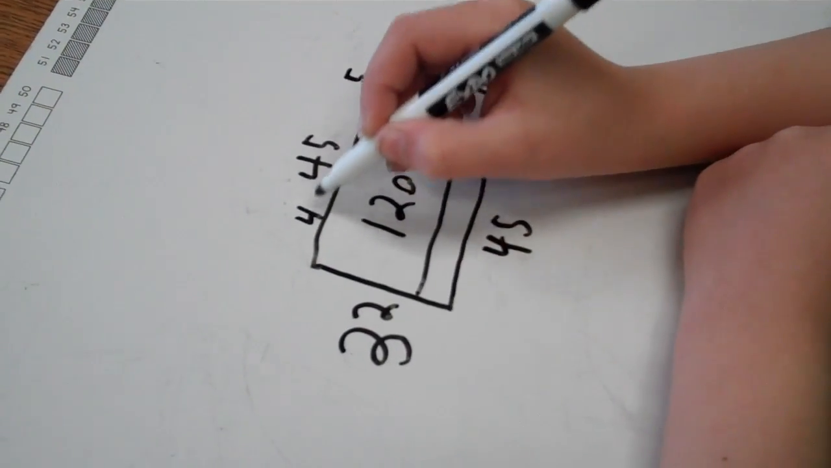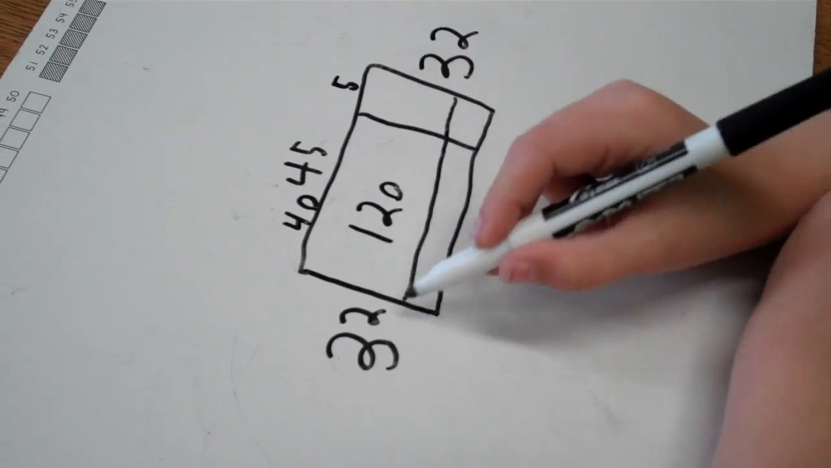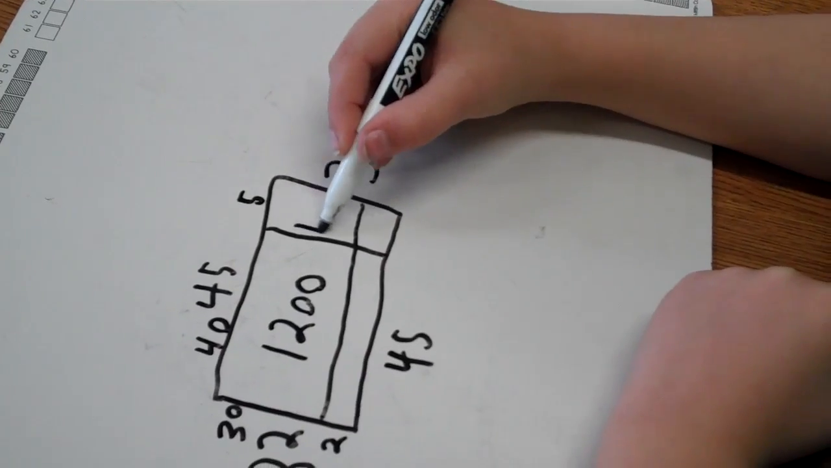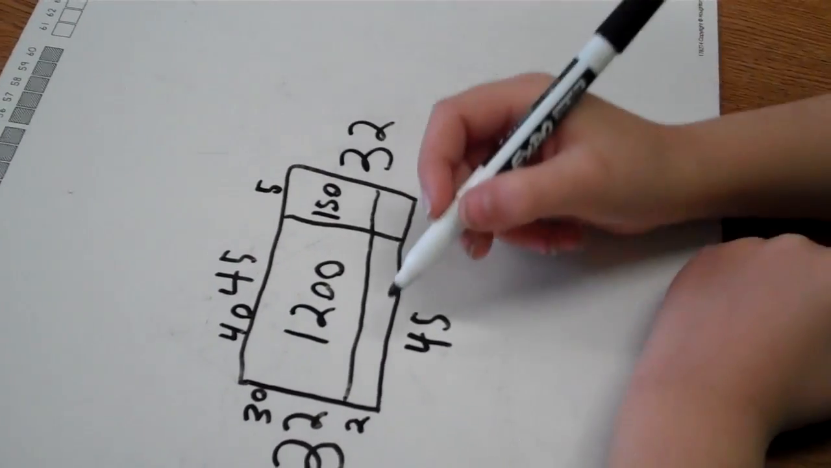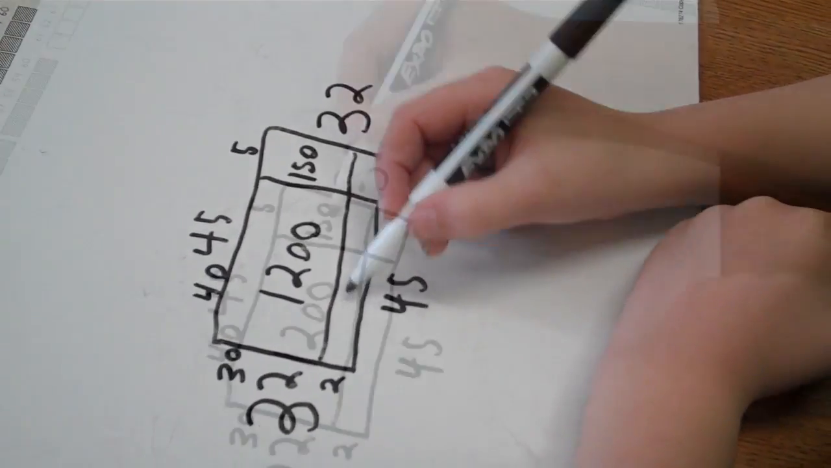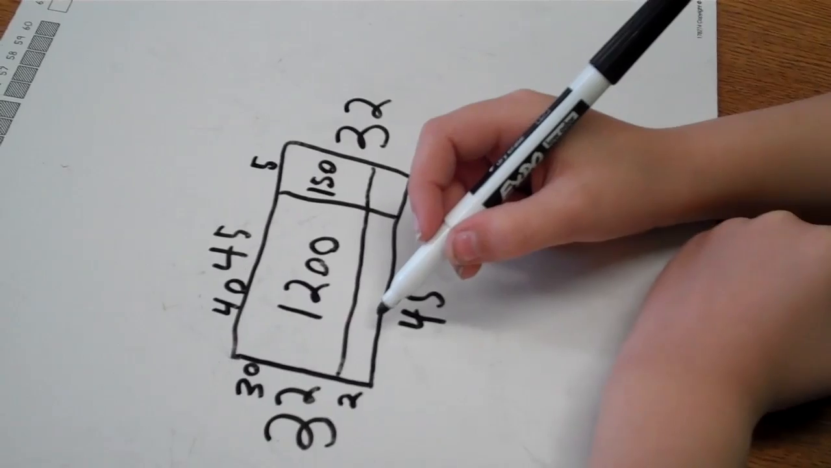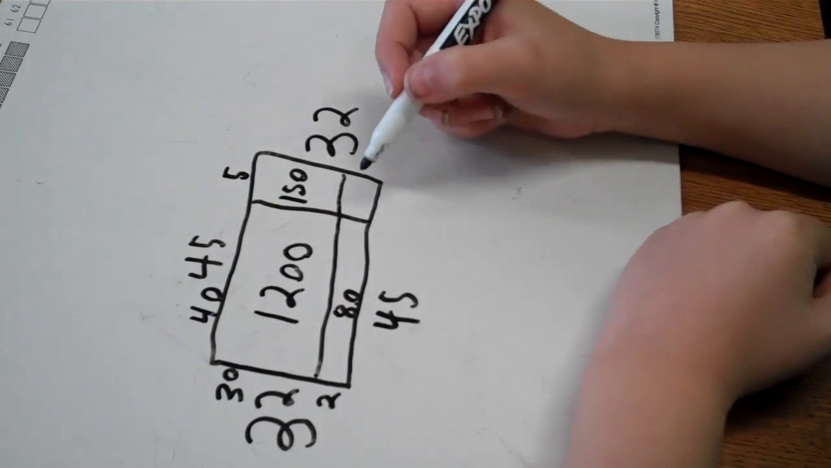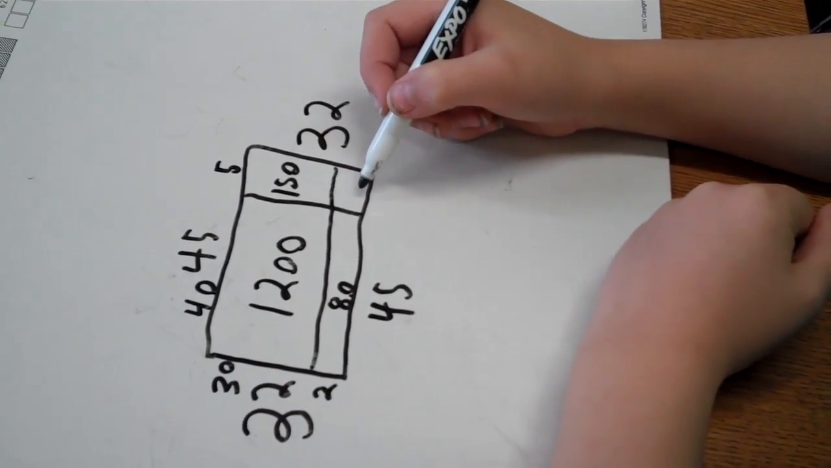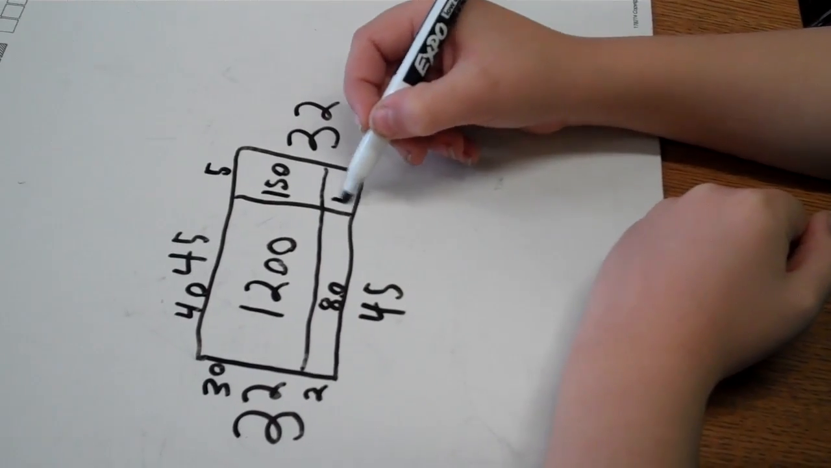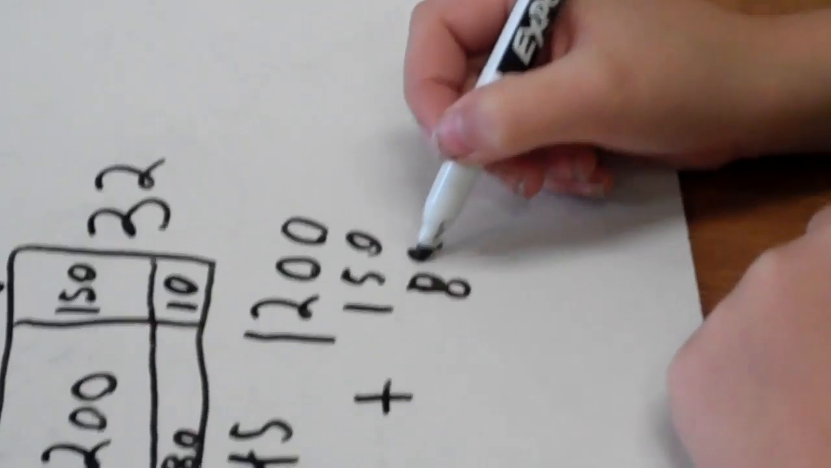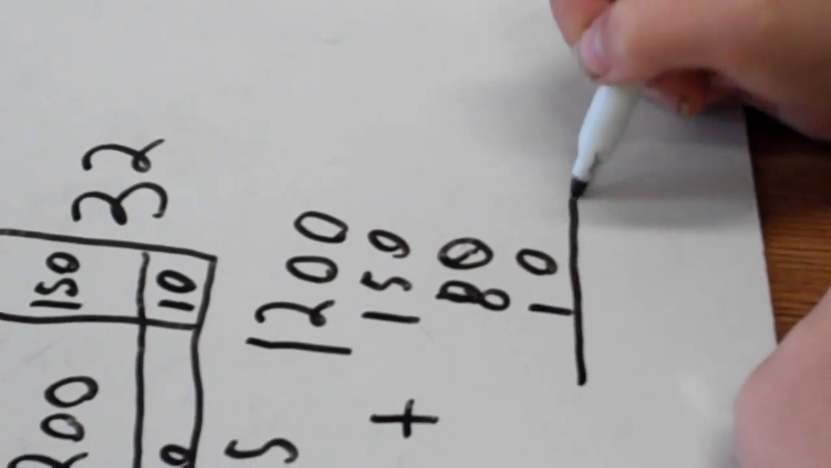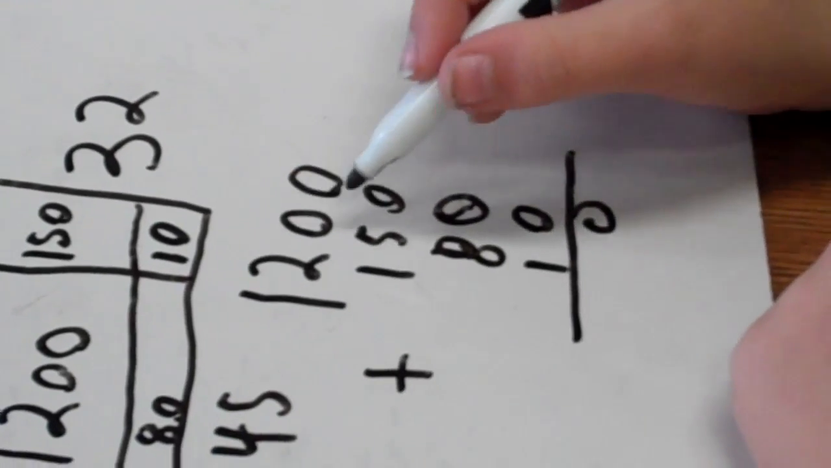Now we can think of 40 times 30 to find the area of the largest rectangle. And then we can think of 30 times 5. Then we can think of 40 times 2. And 5 times 2. Now we know the area of all the rectangles inside the large rectangle, and we can use these numbers to make a vertical addition problem to find the area of the large rectangle.